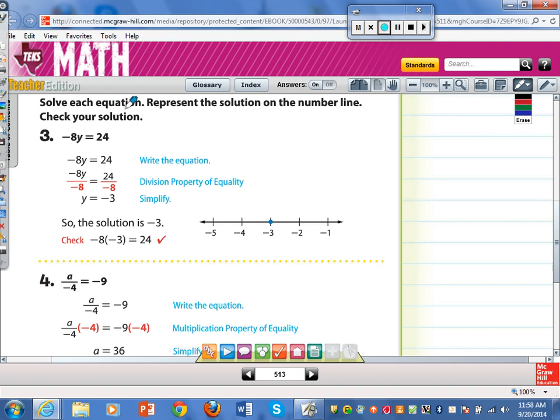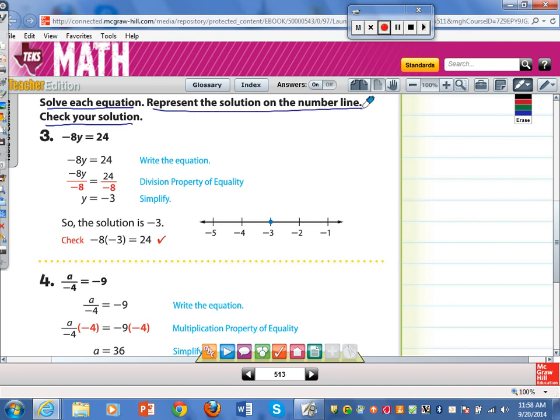Solve each equation, represent the solution on the number line, check your solution. Okay, solve this equation, meaning you're going to solve for the variable, represent the solution on the number line, and then check your solution.